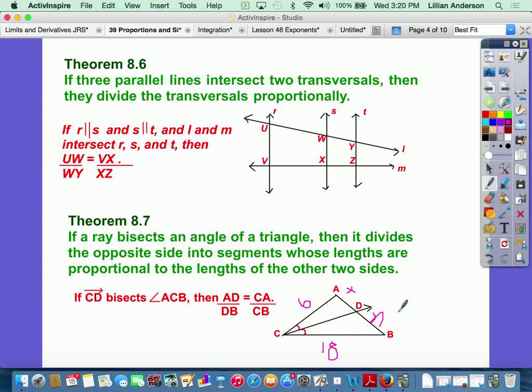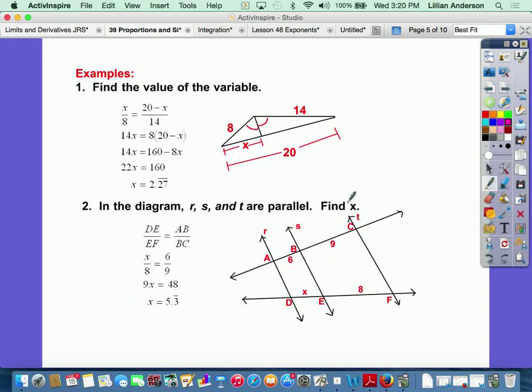Now please excuse me because I'm using the mouse on my laptop to write these numbers. Okay? So let's go through these examples real quick. So find the value of the variable. This is the last theorem that you would apply, okay? Because you have an angle bisector.